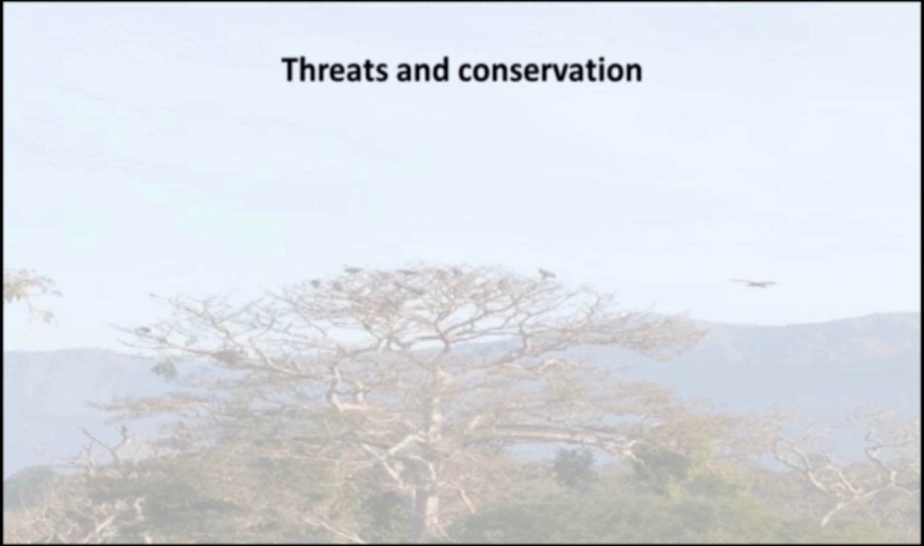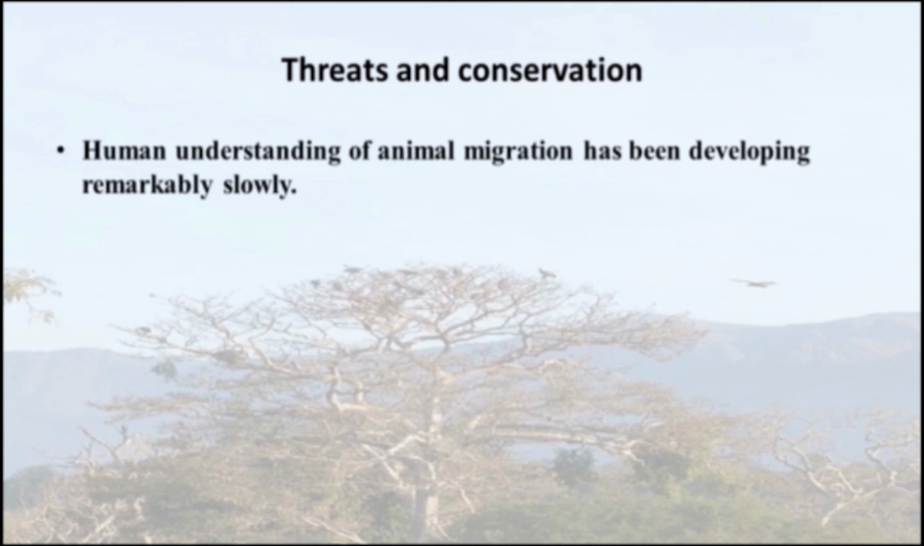Threats and conservation. Threats. Human understanding of bird migration has been developing remarkably slowly. Deforestation, the draining of wetlands, planting of non-native trees, the loss of areas to urban development, and intensive agriculture are major threats to birds.